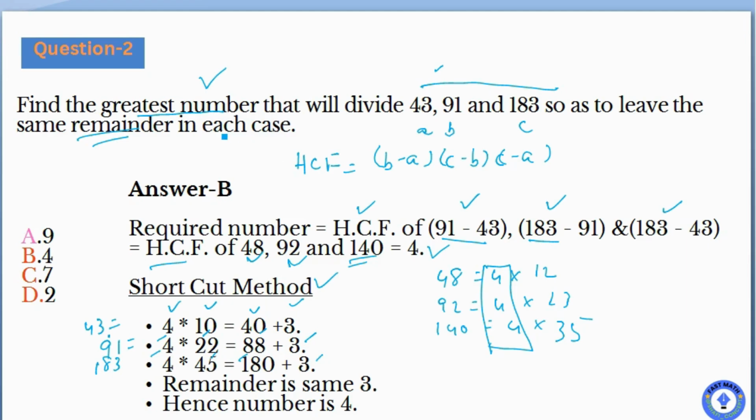As per the problem, it is satisfying the same remainder. That means in all the cases, when the number is divided by the HCF, the remainder remains the same. What will be your divisor? The HCF, that is 4. That is B, the answer. Hope you have understood this problem.